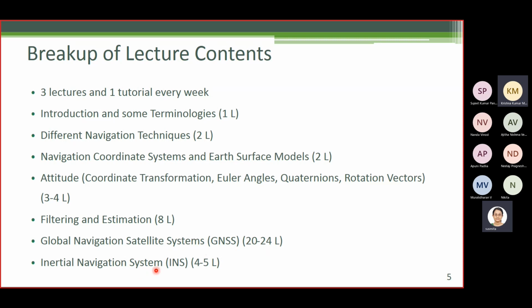And that's why the usual strategy is to combine them. So we'll also talk about integrated navigation systems at a very top level while talking about different navigation techniques. And in this context, I will also share with you a video where you will see a novel application of GNSS and INS.